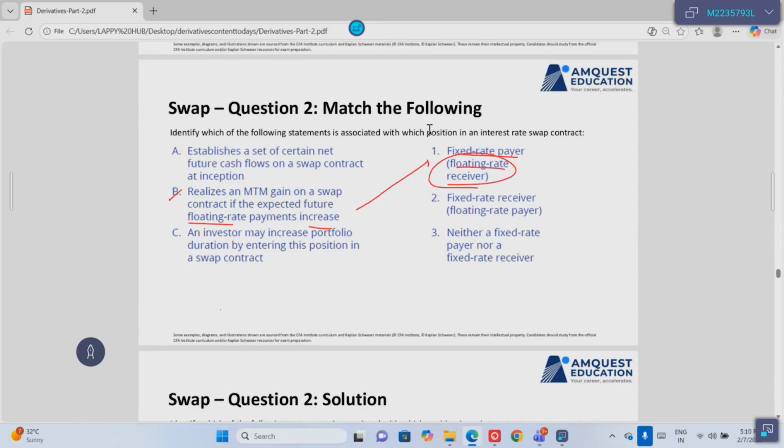Good. Investor may increase portfolio duration by increasing his position in the swap contract. So net future cash flow on a swap. Makes sense? Is this correct? Yes, sir. Because this can't be neither, right? This has to be one of them, and this is the right answer. So this one and this one: he may increase the portfolio duration by entering into the swap contract. Right? It may increase portfolio duration.